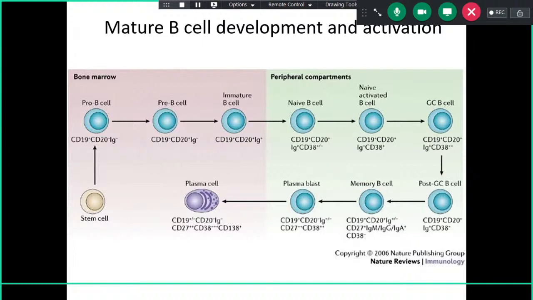The naive B cell present in the mantle zone goes inside the germinal center or the follicles. Then it goes to the centrocyte, centroblast, then comes to the post-germinal center, then memory cell, plasmablast, and plasma cells. The extreme end is positive for CD138.